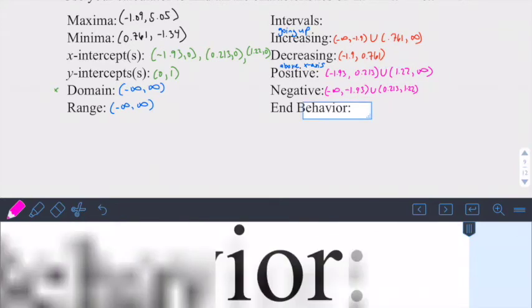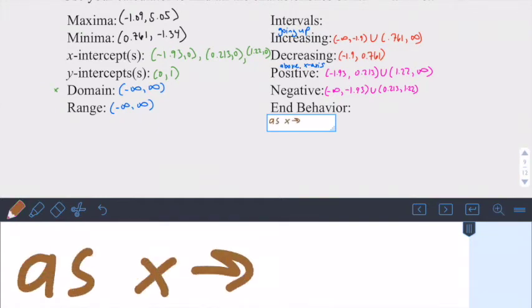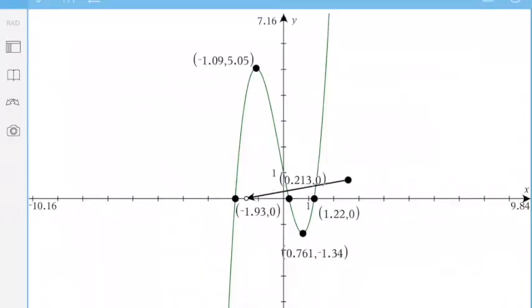And last but not least, we need to write our end behavior. So let's start by writing our sentence. As x approaches, and let's start with negative infinity, y approaches, and let's look. So as x gets smaller and smaller and smaller, y gets smaller and smaller and smaller. So as x approaches negative infinity, y approaches negative infinity.